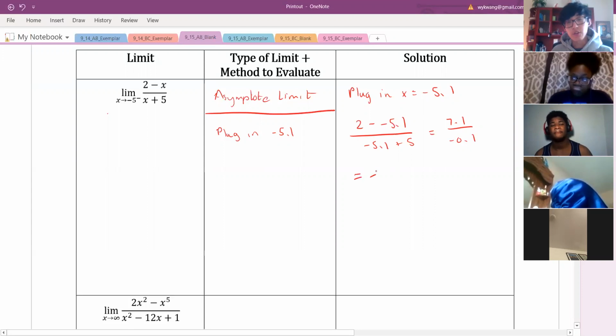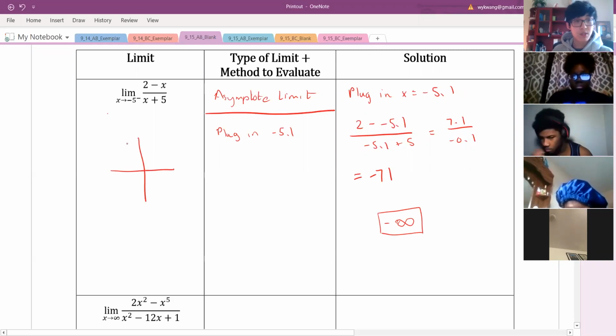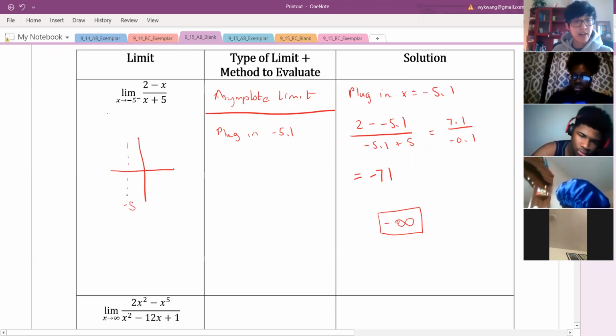I'm going to do quick math and show that it's -71. And when it's negative, we know it's heading down to -infinity. This number could be like -1,000, -40, we don't really care. All that we can see is that it's negative, so we know it's going down. So the answer is -infinity.